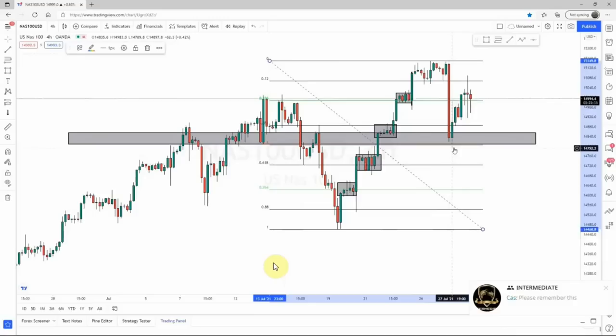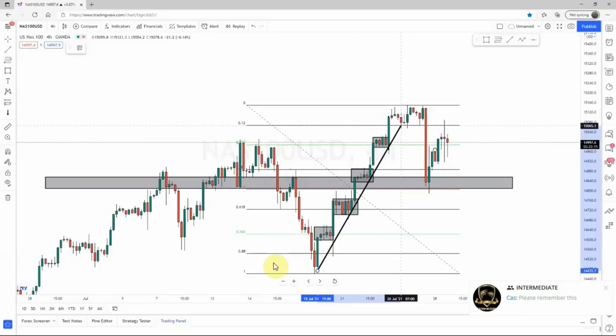Guys, when these guys get discounted price, they're going for the third leg. Meaning we got A, B, C, and where can we see price going from here? We can now see price moving the same way. Perfect. 15,500, give or take. It's a profit.